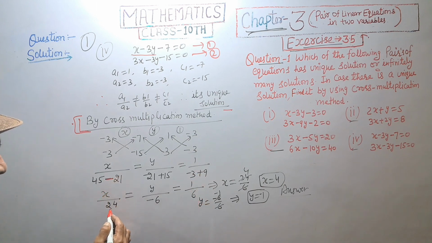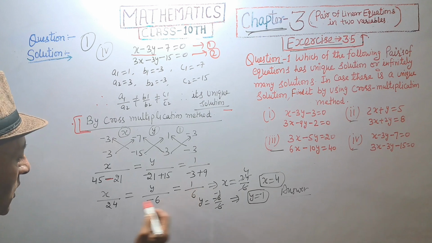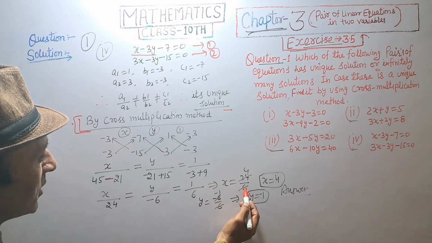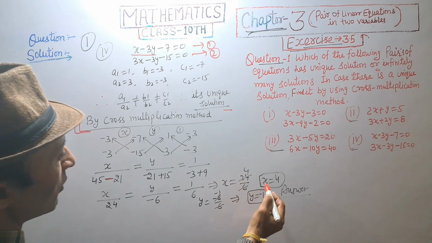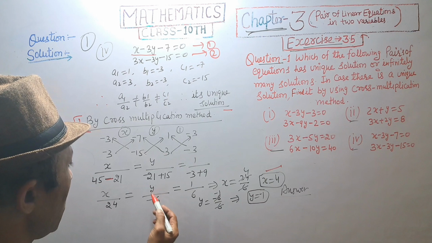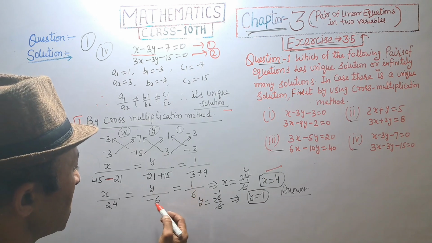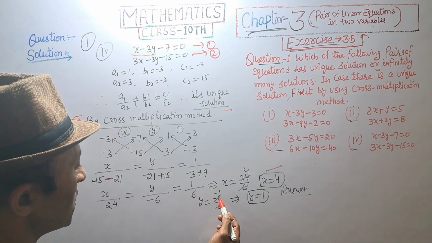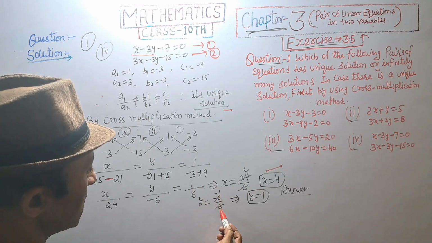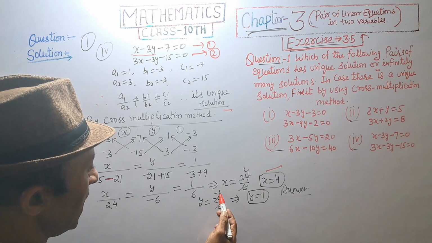Value of x upon 24 equal to 1 upon 6, 24 multiplied by 1, that is equal to 24, divided by 6, 6 4s are 24, we get the value of x equal to 4. Similarly, y upon minus 6 equal to 1 upon 6, 6 multiplied by 1 is 6, minus 6 multiplied by 1 equal to minus 6 divided by 6, that will be minus 1.